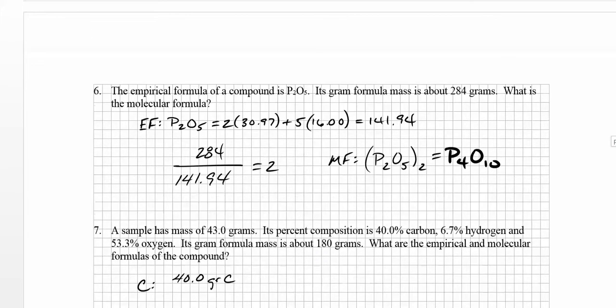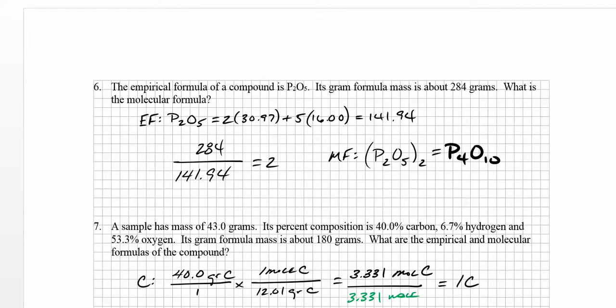Number 6 says the empirical formula of a compound is P2O5, right? Its gram formula mass is about 284 grams. What is the molecular formula? So they're giving me the formula mass, they're giving me the empirical formula, but they're asking me for the molecular formula. How do I go about this? Well, what I'm going to do is take the empirical formula, in this case P2O5, and determine the mass of that empirical formula, not knowing if it's also the molecular formula just yet.